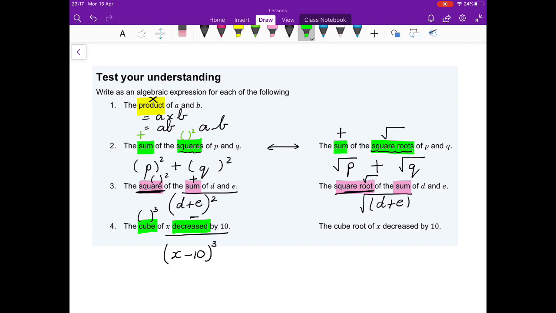Let's have a look at the last one. The cube root, which is different to a cube, decreased. Two keywords. Mathematical language, cube root. Decreased is minus. So X decreased by 10, and we are going to cube root. These are expressions. There's no answer to it. You just have to convert words into mathematical symbols.